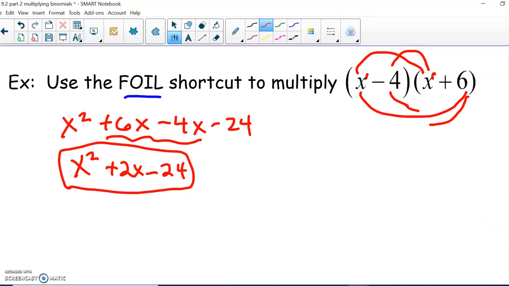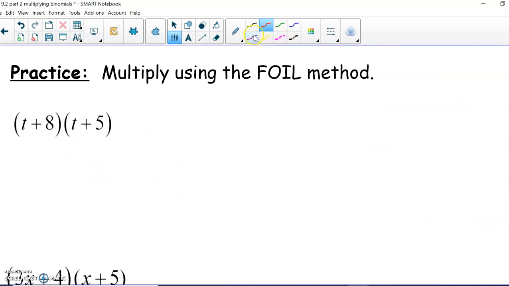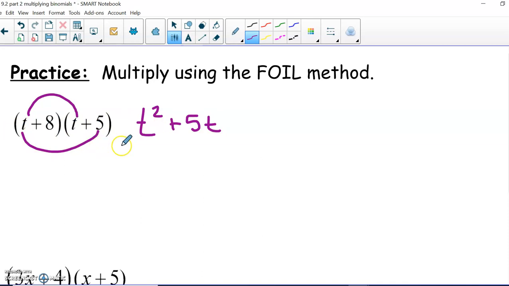All right, let's practice again. Okay, we're going to use the FOIL method again. Our first term, F for first, t times t gives us t to the second. O is outside, so t times 5 gives us 5t. When you multiply, they don't have to be like terms, but when you add or combine them, they do have to be like terms. I again stands for the inside term, so that's my positive 8 and my t, so that's going to give us positive 8t. And L again stands for last, so 8 times 5, that's going to give us 40.